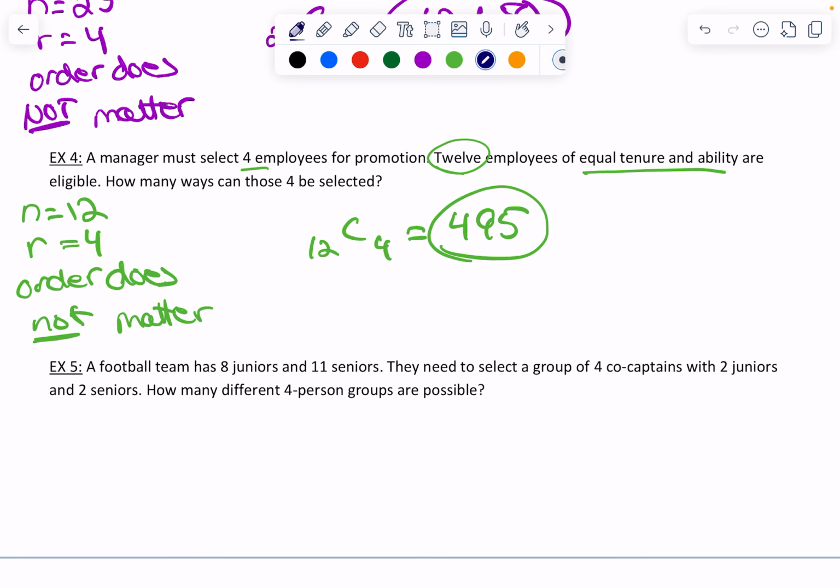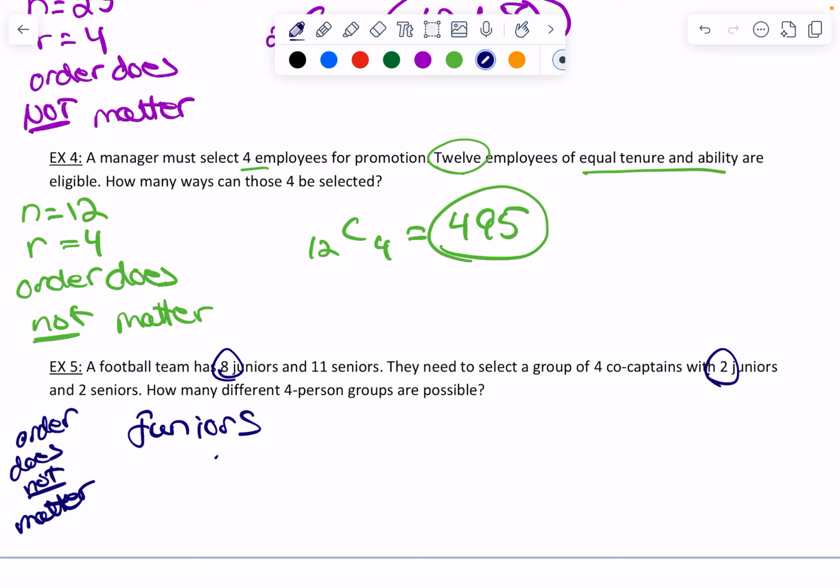Okay, next one. We have a football team that has 8 juniors and 11 seniors. They need to select a group of 4 co-captains with 2 juniors and 2 seniors. How many different 4-person groups are possible? Okay, so what do we have? We've got 8 juniors and need 2 from them to choose the co-captains. So for juniors, and here, if we look at this, order does not matter. So what we're doing here is we're using a combination where we've got 8 and we're choosing 2.